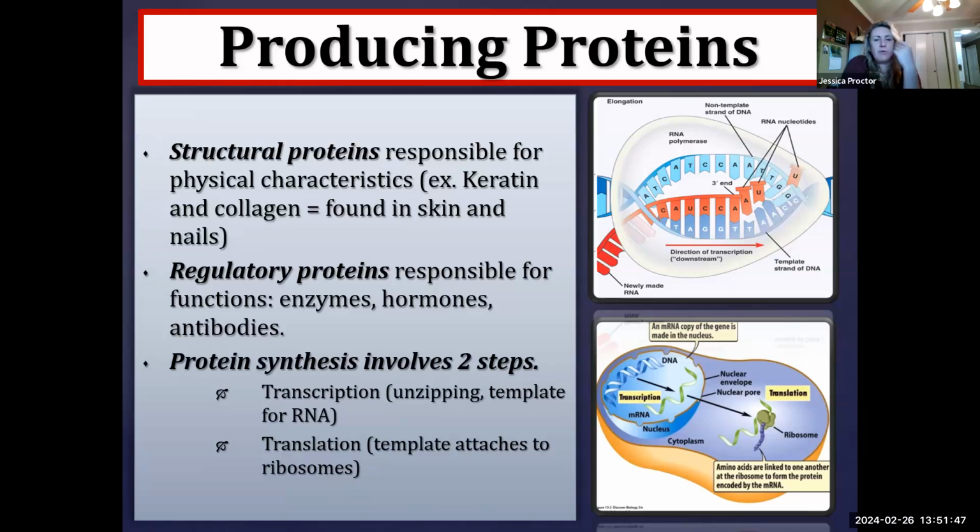And then regulatory proteins, just like they sound, they regulate things. They're responsible for bodily functions. So things like enzymes, hormones, antibodies, those are all considered regulatory proteins.